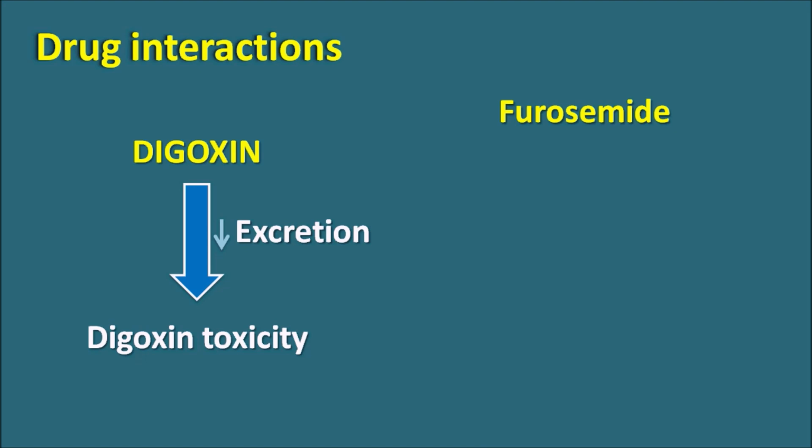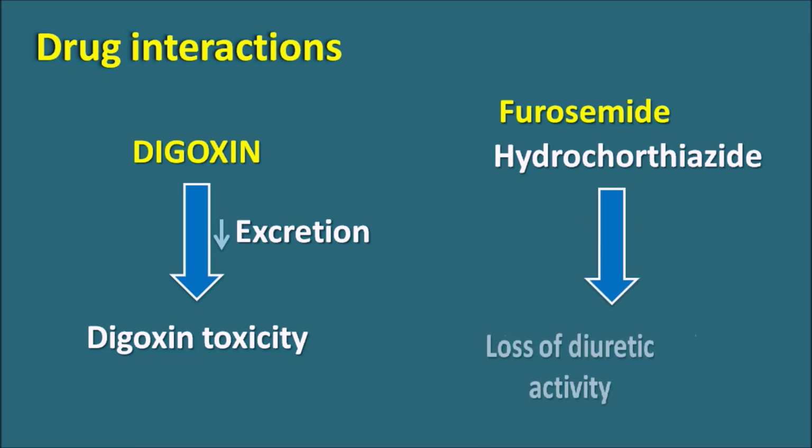Similarly, diuretics like furosemide and hydrochlorothiazide mainly act on the renal tubules, but when naproxen is given for a longer period, it decreases the renal functionality, which results in the loss of activity of these diuretics. So when these diuretics are given along with naproxen, the diuretic activity is somewhat lost because of the renal failure.